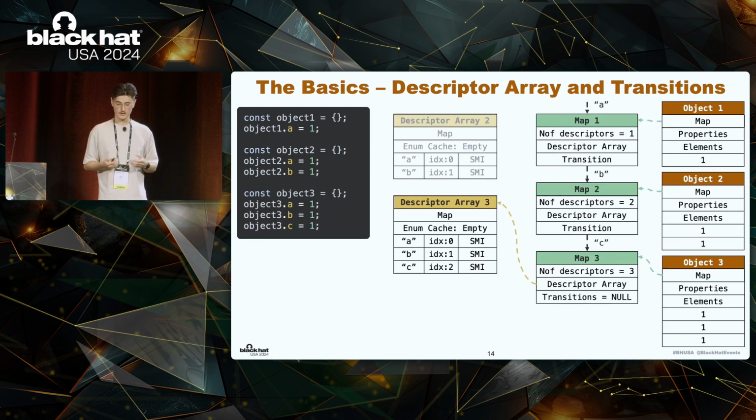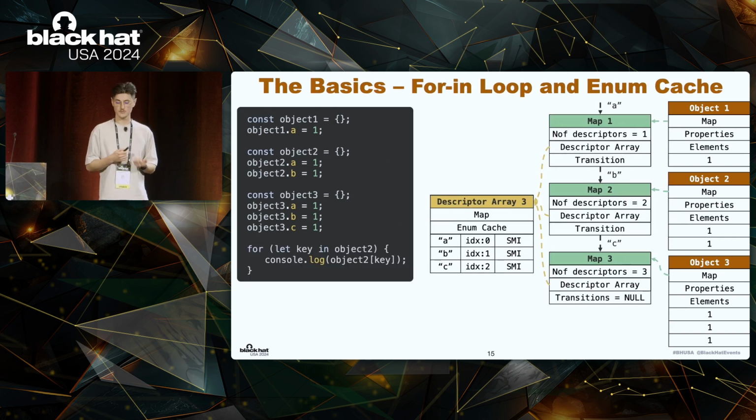Same thing here, if we create a third object, a new descriptor array will be allocated with A, B, and C properties. And because object 1 and object 2 are sharing some of the properties of object 3, they will use the same descriptor array. So that's it for the descriptor array and transitions. Now we'll talk about for-in loops and enum cache.